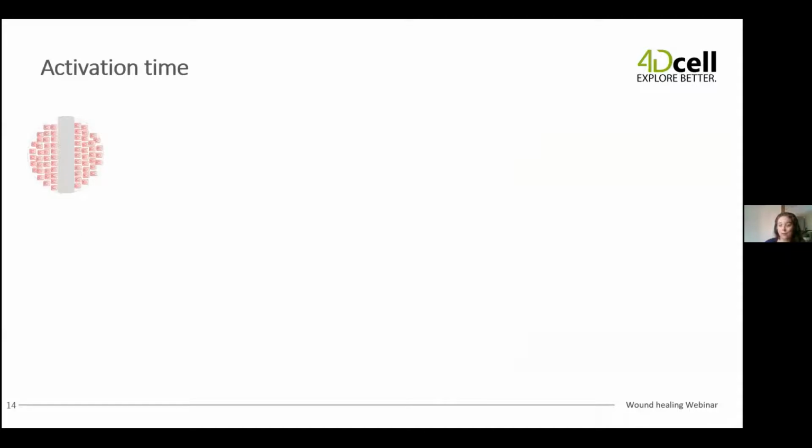And so another thing that I wanted to test was whether we could reduce the activation time, so the amount of time that the trigger protein is in contact with the cells. So what we do first is we replace the medium with medium containing the trigger protein. We incubate it for a specific amount of time. So in my experiments, I tested from 1 to 30 minutes. And then you remove the trigger protein and you replace with complete medium.